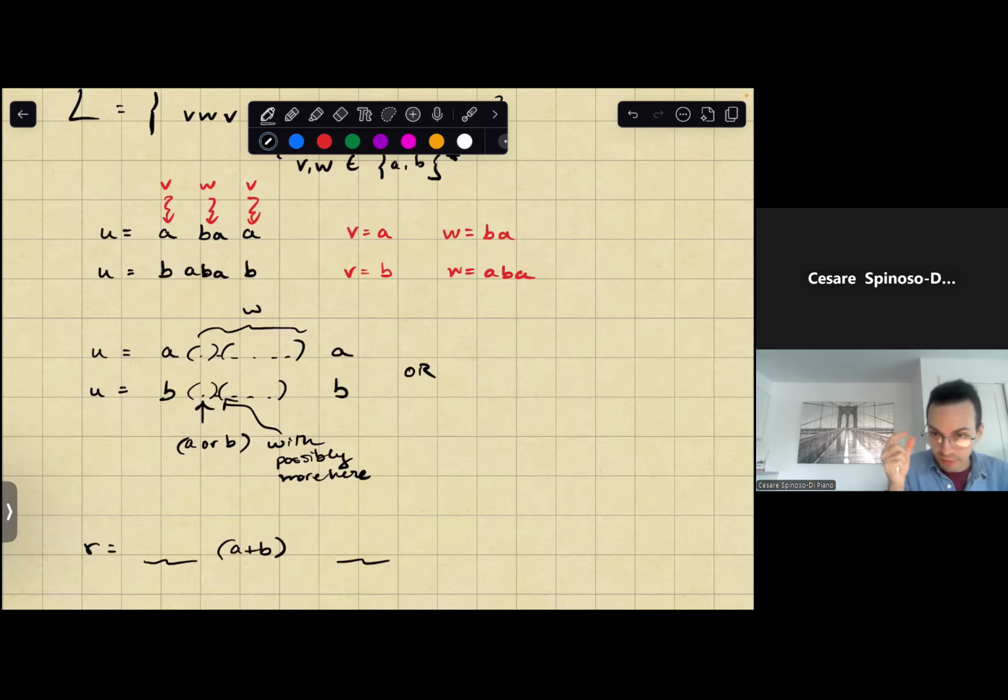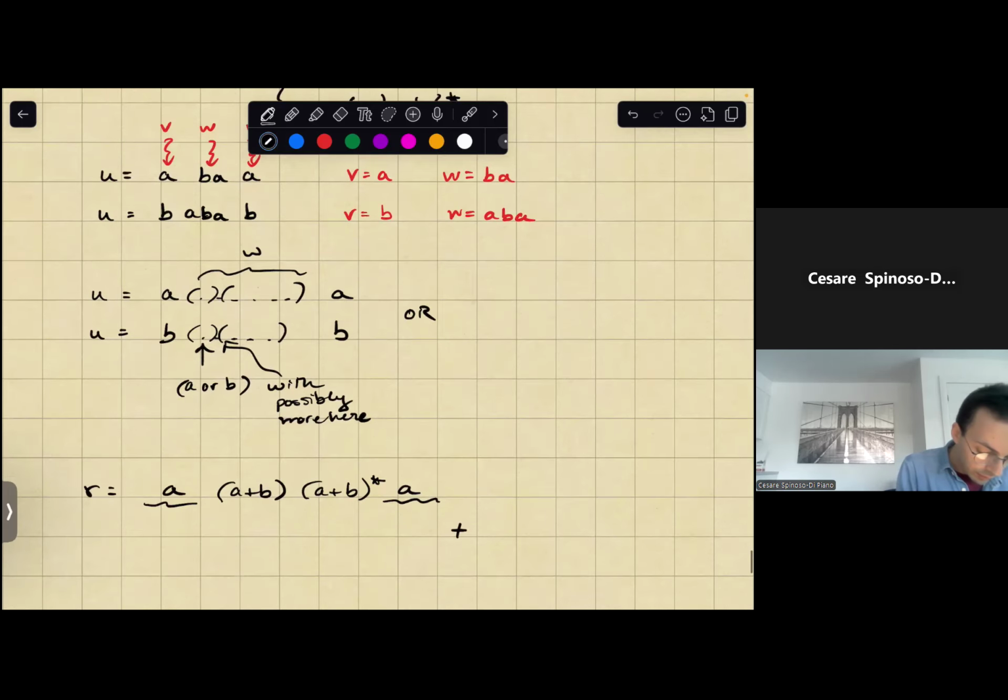So I have to have at least one A or B, and then I can have any number of A's or B's that follows. It could be 0, it could be 1, 2, or so on, right? So here I can have any extra number of A's or B's. And then at the beginning and at the end, I have to sort of hard code this idea that I need the same letter, right? So in this case, it would be A, or it could also be B, the same thing in the middle, and then B, right?